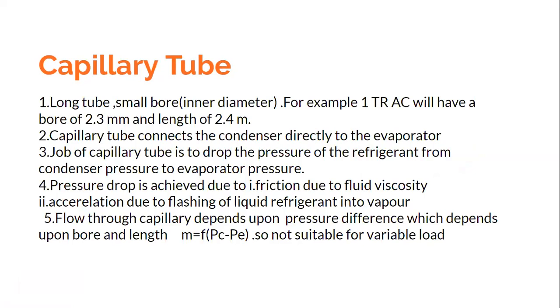So to give you an idea of how long the capillary tube is and how small the diameter is, I will give you a figure. For example, a typical 1-ton air conditioning system would have a capillary length of greater than 2 meters.